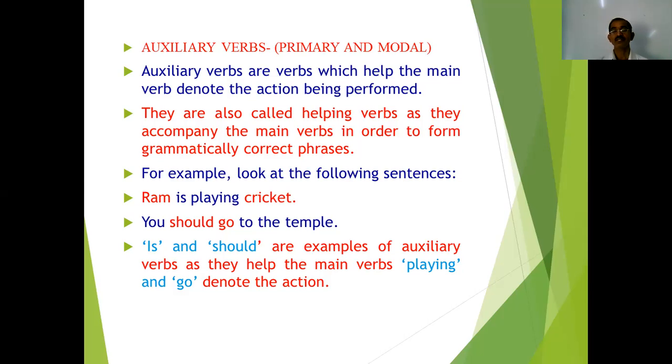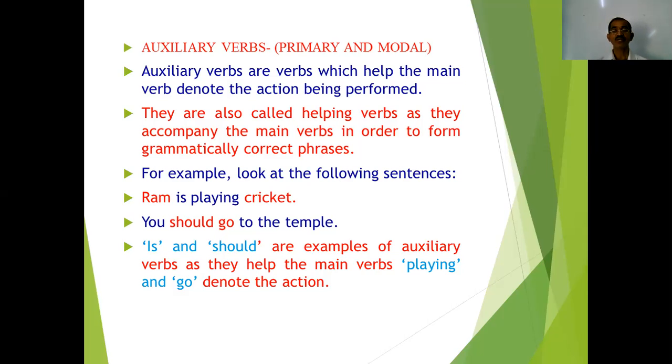For example, Ram is playing cricket. In this sentence, is playing is the verb phrase in which playing is the main verb. Before playing, there is the auxiliary verb is. Second example: you should go to the temple. Should go. In these two sentences, is in the first sentence and should in the second sentence are the examples of auxiliary verbs as they help the main verbs playing and go.